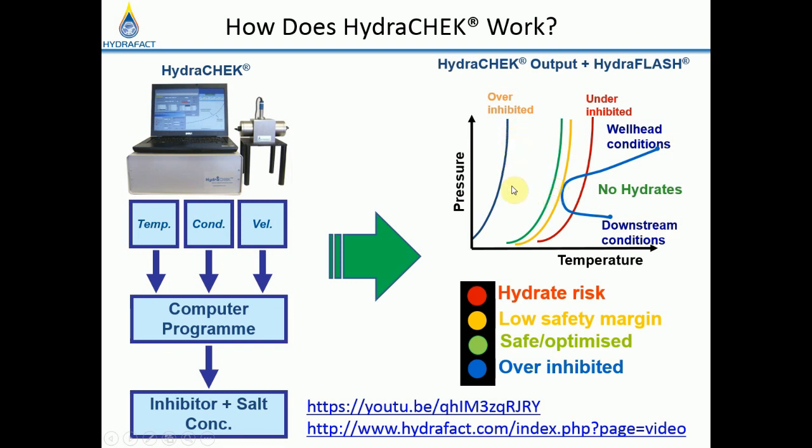But if the hydrate phase boundary is here, it is very far away from the worst operating condition, the pipeline condition. So we are injecting too much inhibitor. So we can easily reduce the amount of inhibitor to minimize the environmental impact and the cost. If you want to see how HydraCHEK works, please visit these links and look at the videos.